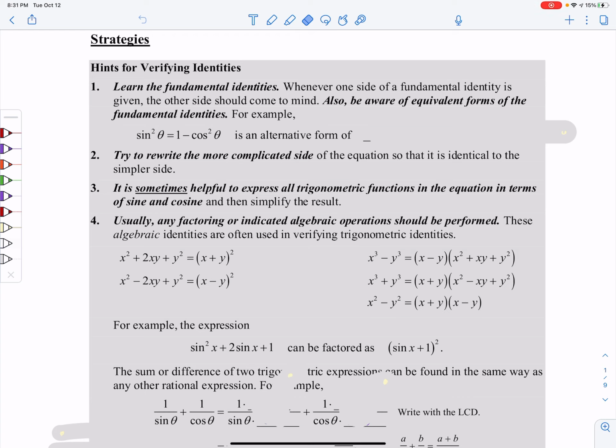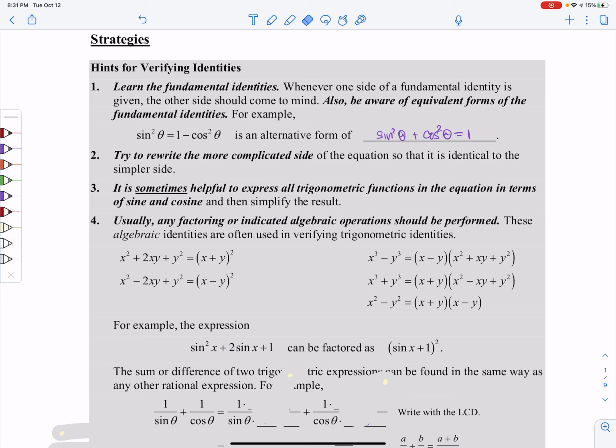For example, we know that sine squared of theta is equal to 1 minus cosine squared of theta. We've seen that before because it's an alternate form of sine squared of theta plus cosine squared theta is equal to 1. So being able to recognize any of the different forms of the identities, plus the identities themselves. Secondly, the next hint is to try to rewrite the more complicated side and make it look like the simpler side. So start with a side that looks more complicated.